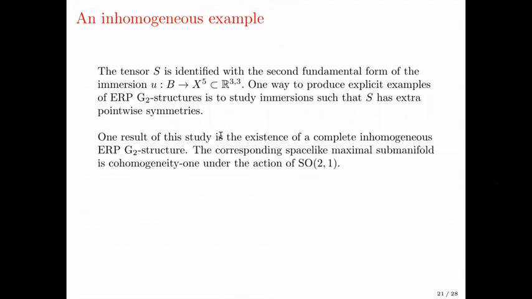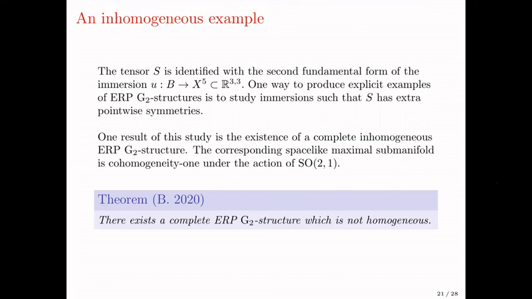It turns out to be cohomogeneity 1 under the action. Well, the corresponding spacelike maximal submanifold is cohomogeneity 1 under the action of SO(2,1), and you can describe it completely explicitly. Okay, so I think this is important enough to record as a theorem. It's an important example that shows that ERP G2 structures don't just have to be locally homogeneous.